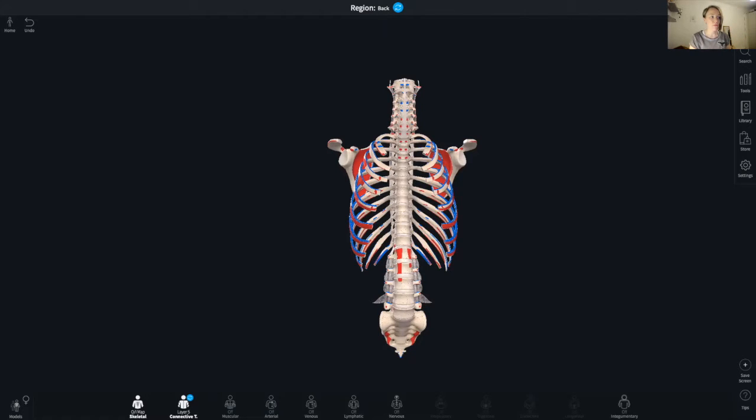We have 12 ribs on each side, and they will start at T1 and finish at T12. So T1 is thoracic 1 and T12 is thoracic 12. So that's just counting from top to bottom: C, T and L, cervical, thoracic and lumbar. Let's zoom in and have a look at the discs.